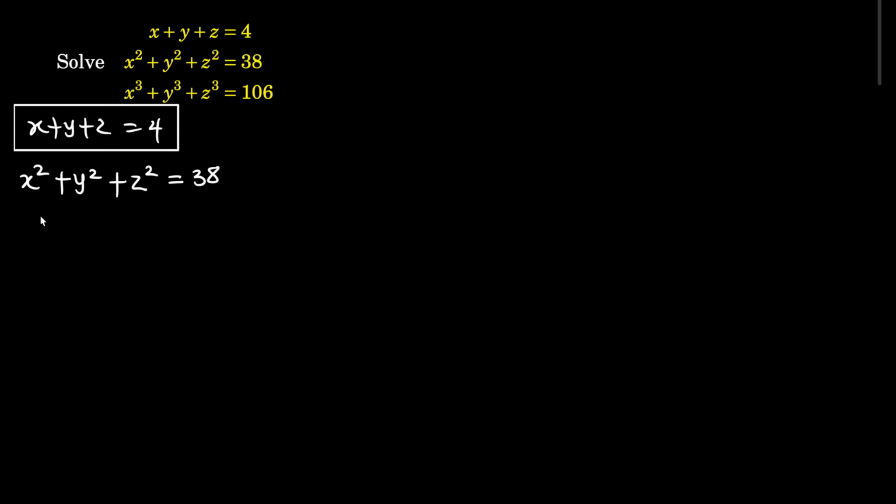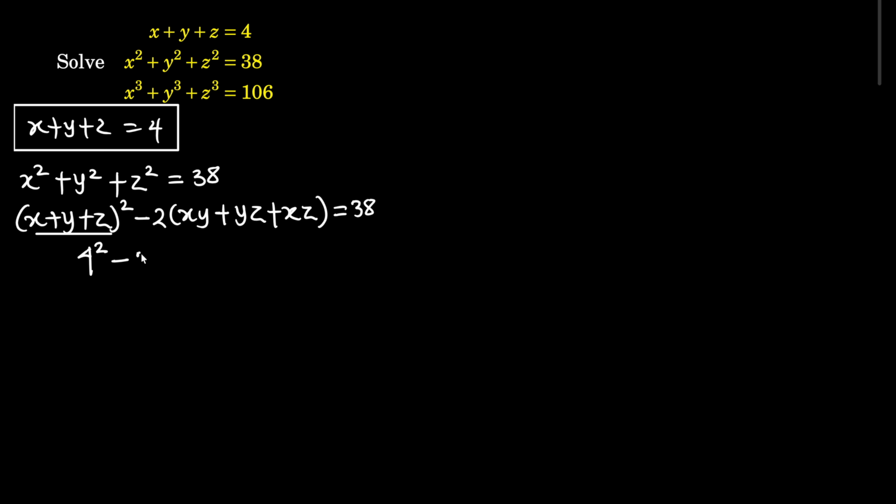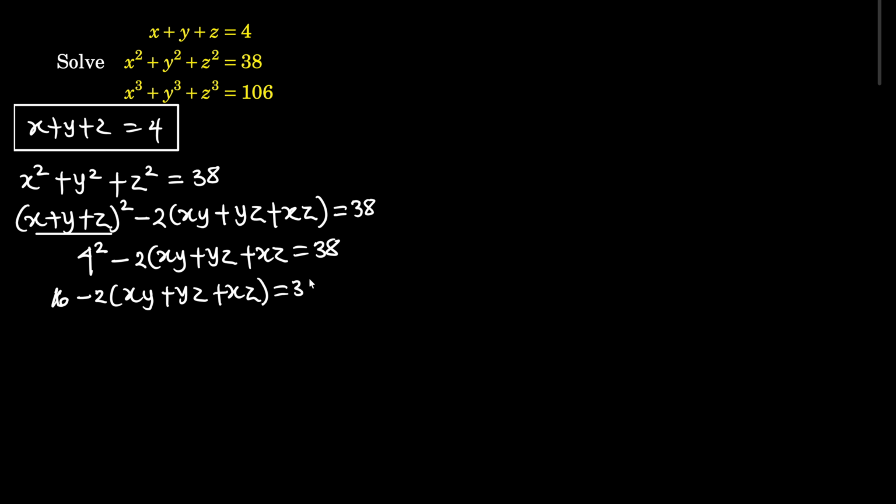Newton's identity for this is (x plus y plus z) all squared minus 2 times (xy plus yz plus xz), and don't forget that this is equal to 38. Now x plus y plus z equals 4, so we can replace this with 4 squared minus 2(xy plus yz plus xz) equals 38. This is 16 minus 2(xy plus yz plus xz) equals 38. When you solve this, you have xy plus yz plus xz equals negative 11. That is sorted. We'll have to keep this because we'll be needing it later on.